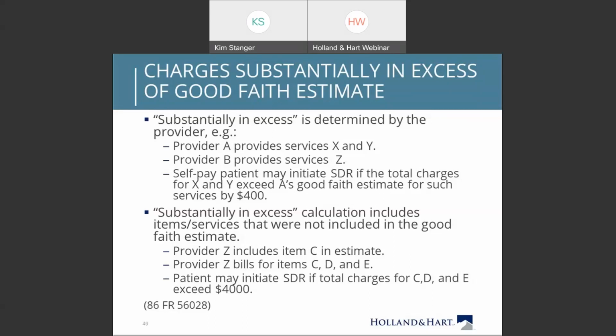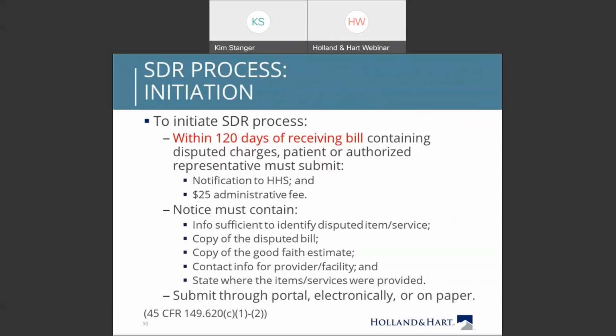Now, in addition to determining the substantially in excess rule calculation, you have to look at all the items or services that were actually provided, whether or not they were included in the good faith estimate. So for example, if you've got provider Z that included item C in its estimate, but provider Z bills for items C, D, and E, then the patient may initiate the SDR if the total charges for C, D, and E exceed, oops, I'm sorry, that should be $400. Okay, doesn't matter, the D and E weren't listed in the good faith estimate.